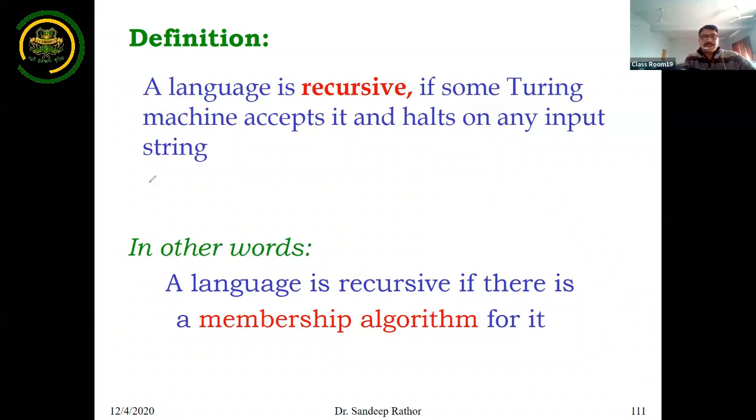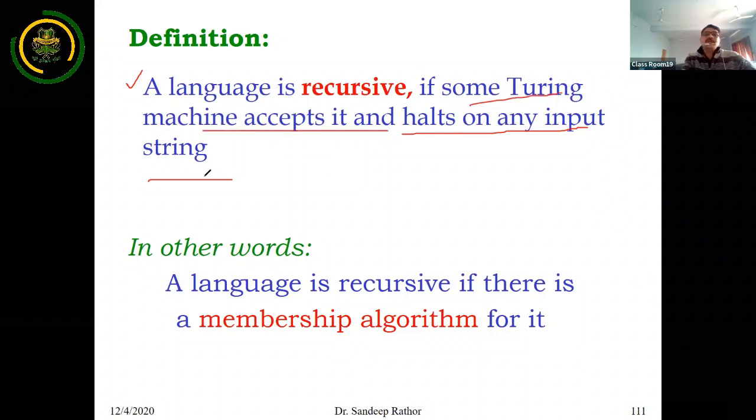You can note this down here. This is the important definition, that is recursive. Anyone can ask you what is recursive, so just write it as a short answer type question: discuss the definition of recursive. A language is recursive if some Turing machine accepts it and halts on any input.